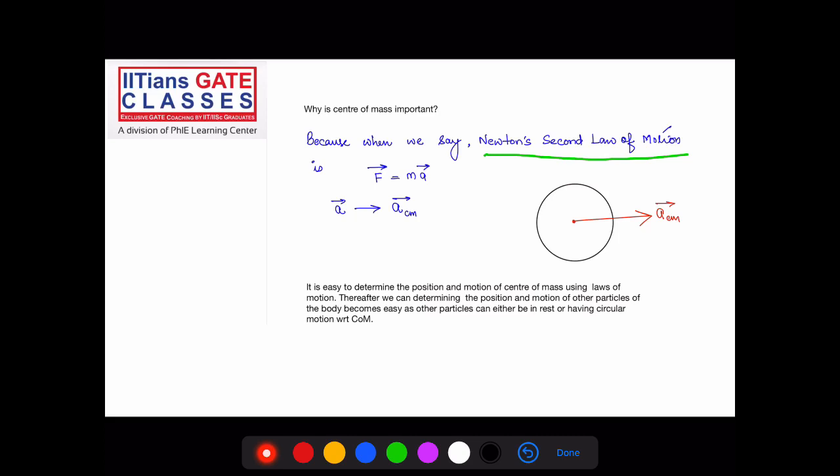Okay, I hope you got this point. Why is center of mass important? Because only after determining center of mass, we can actually move on to other points, determining the position and motion of other points in the rigid body.